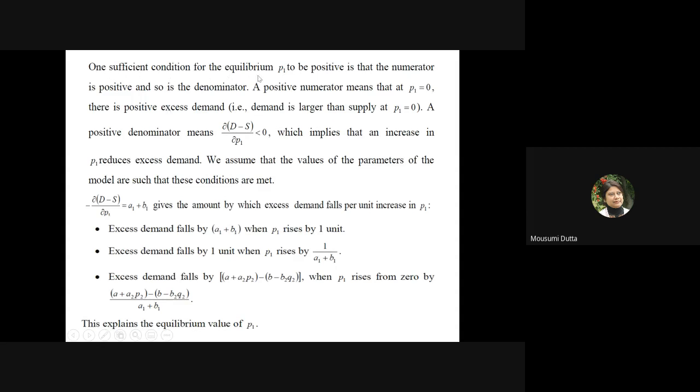One sufficient condition for equilibrium P1 to be positive is that the numerator is positive and so is the denominator. So this is the first point. Second point, a positive numerator means at P1 equal to 0, there is a positive excess demand. That is, demand is larger than supply at P1 equal to 0. Third point, a positive denominator means del (D minus S) by del P1 is negative, which implies an increase in P1 reduces excess demand. So these three sentences are clear to everybody?